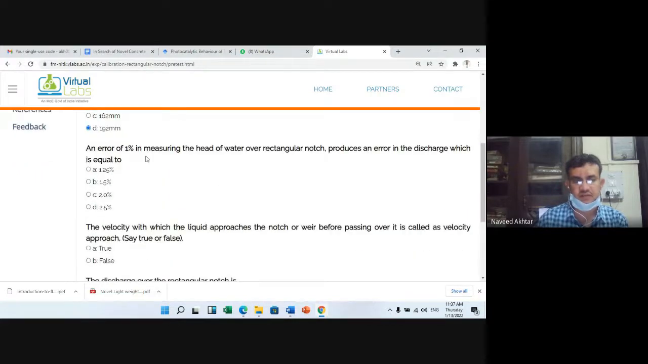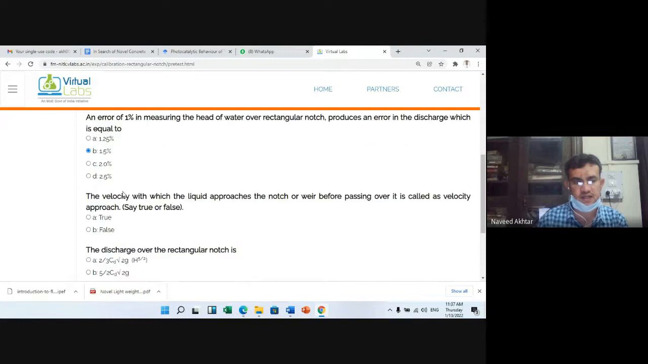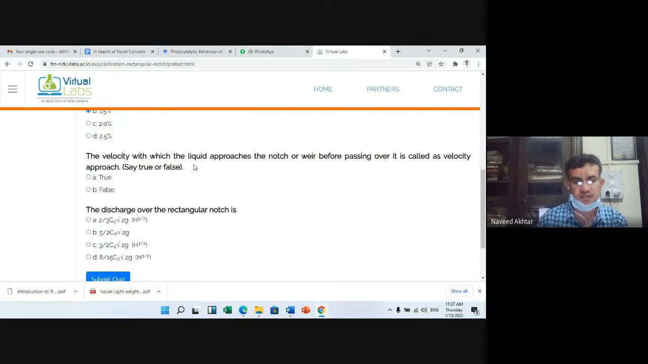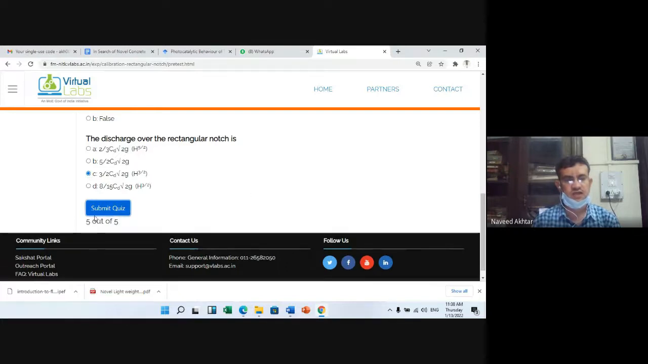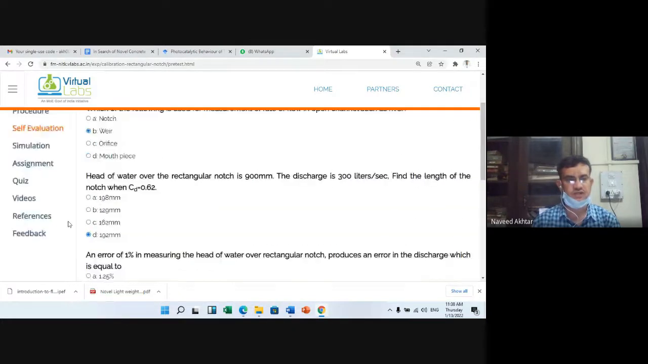An error of 1% in measuring head of water over a triangular notch produces an error in discharge of 1.5%. The velocity with which liquid approaches the notch before passing over it is called velocity of approach, which is true. The discharge over the rectangular notch is 2 by 3 CD under root of 2G H to the power of 3 by 2, this one. So out of 5, all the answers are correct.